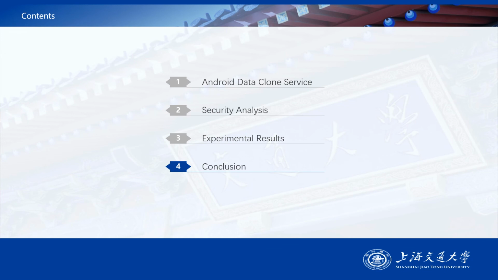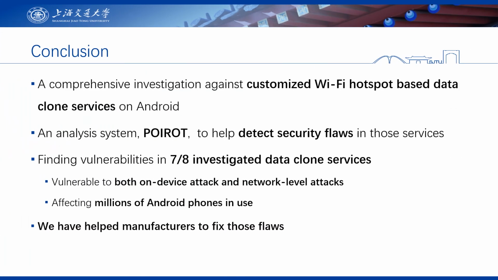Finally, let me summarize this work. To understand the security of widely used Wi-Fi hotspot-based data clone services, we built an analysis system to examine the code implementations of these services and detect flaws. We found 7 investigated data clone services are vulnerable to both on-device attack and network-level attack, and millions of Android phones with these services are affected. We have reported these flaws to involved manufacturers and helped them fix the issues.